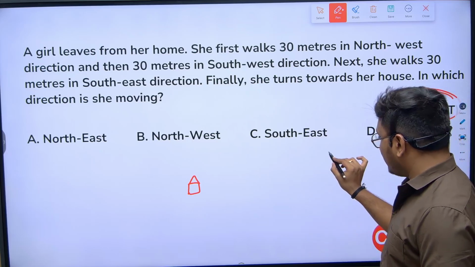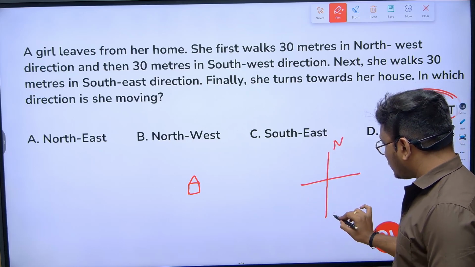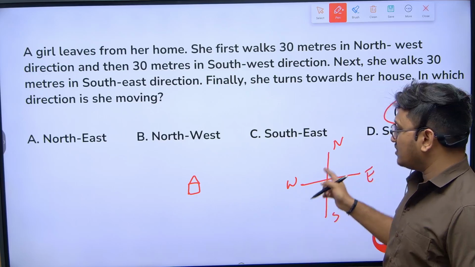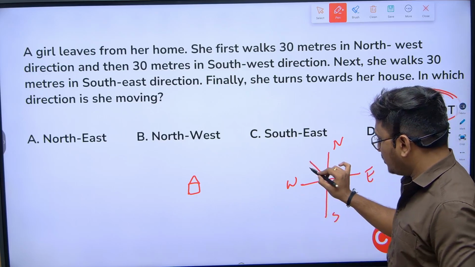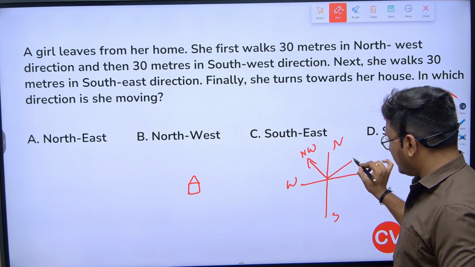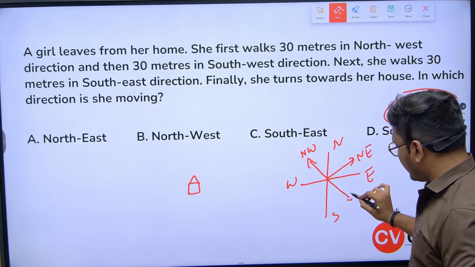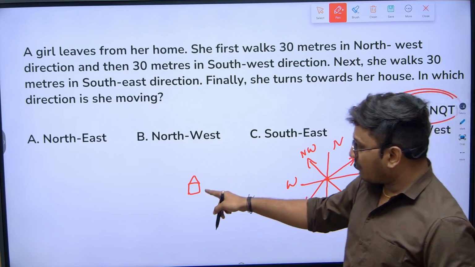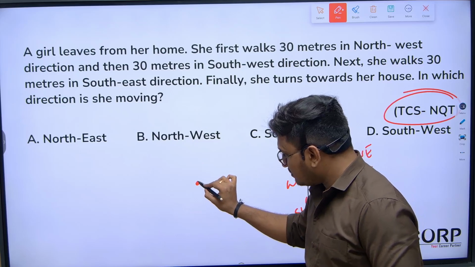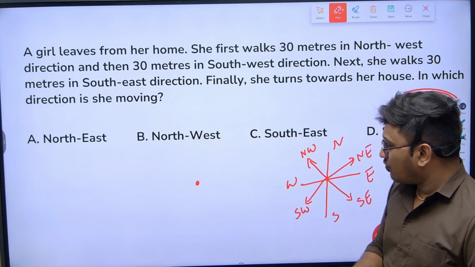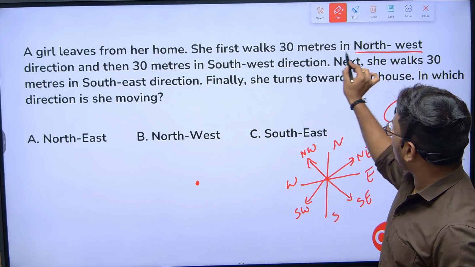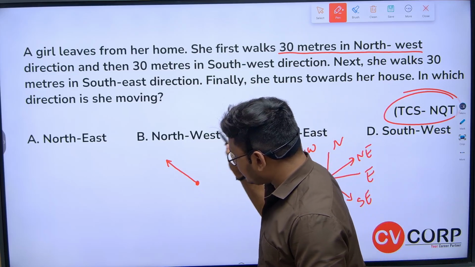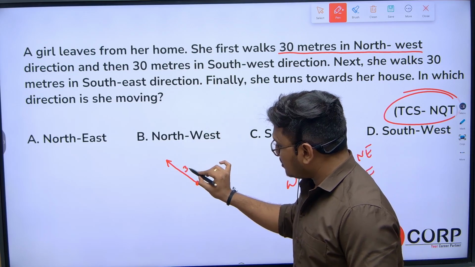I hope you all are clear with this. Directions: north, south, east, west. If you remember them in your mind, there is no need to draw the diagram every time. So this is northwest, this is northeast, this indicates southeast, this indicates southwest. Now from her home, let's take a point. This is the point where her home is. From this point, she travels towards northwest 30 meters.